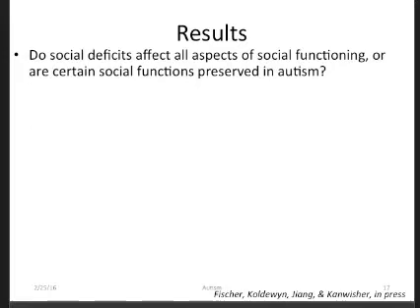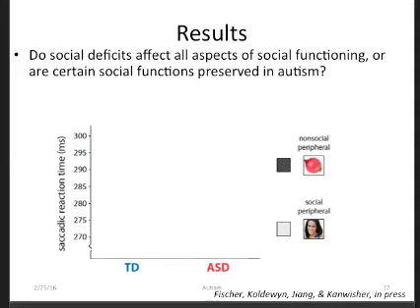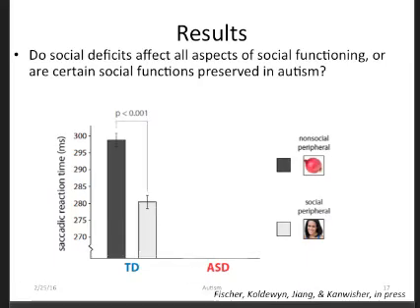An additional question that our study addressed is the impact of social stimuli on attentional orienting. Even in the camp of researchers who propose that social functioning is impaired in autism, substantial disagreement exists with regard to whether the social deficits are pervasive, affecting all aspects of information processing, or whether certain social functioning is preserved in autism. In our study, we examined saccade latency as a function of whether the peripheral stimulus was social or non-social. As can be seen here, typically developing children were substantially faster to saccade toward the face than toward a non-social stimulus. And interestingly, this was also the case in children with autism.